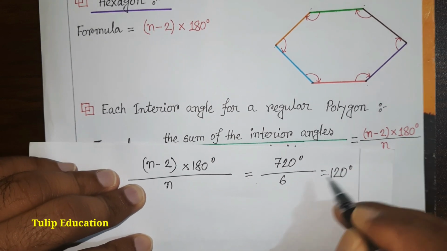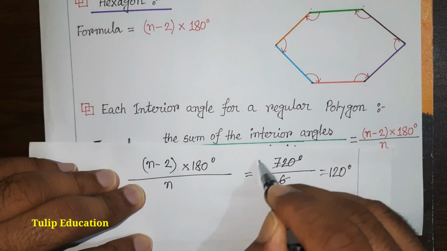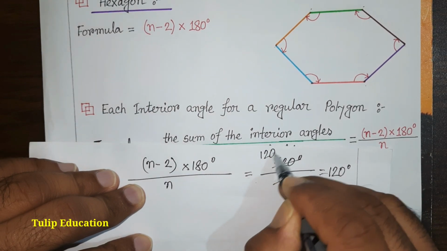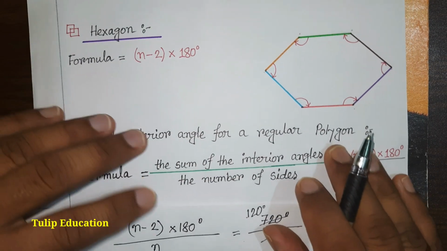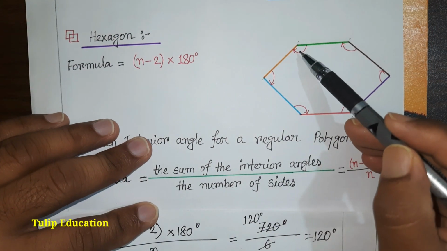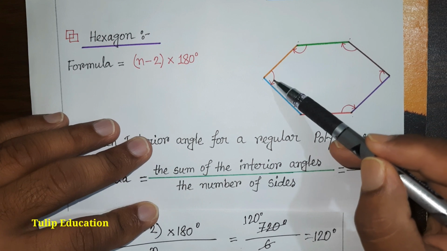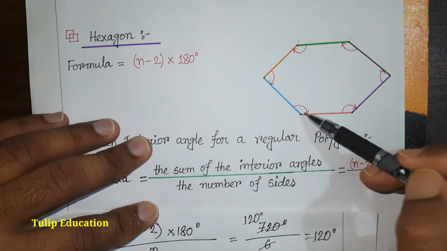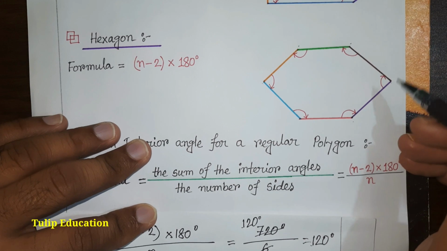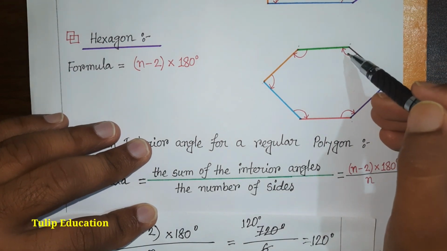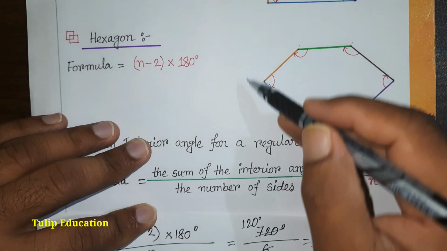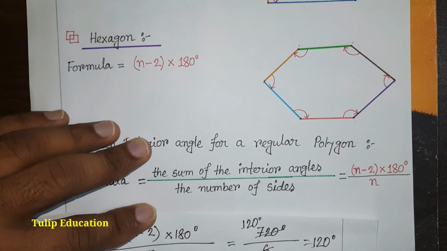120 degrees, because 6 12 is 72 and 0. So 120 degrees. So we can say this angle is 120 degrees. This is also 120 degrees. This is 120 degrees. This is 120 degrees. This one is 120 degrees. And finally, this one will be also 120 degrees if it is a regular hexagon.